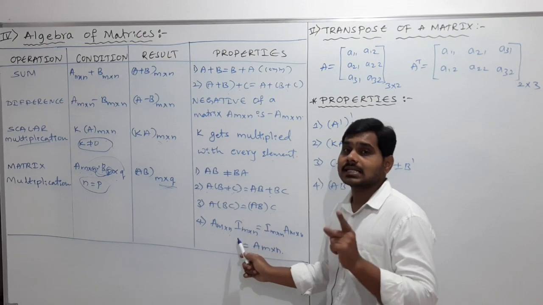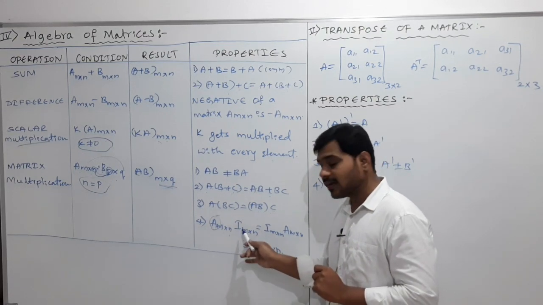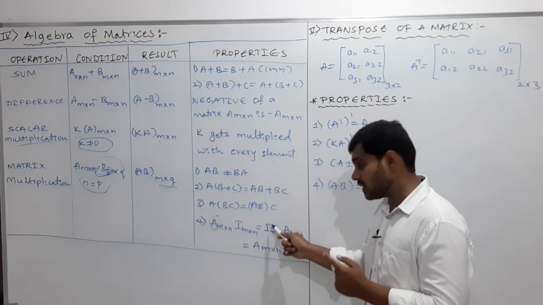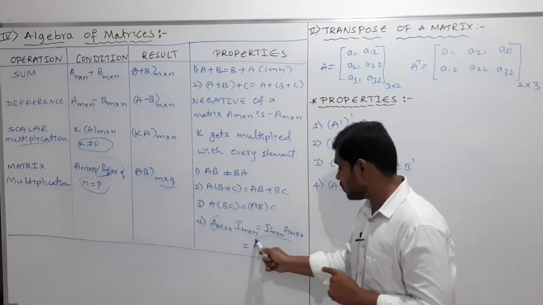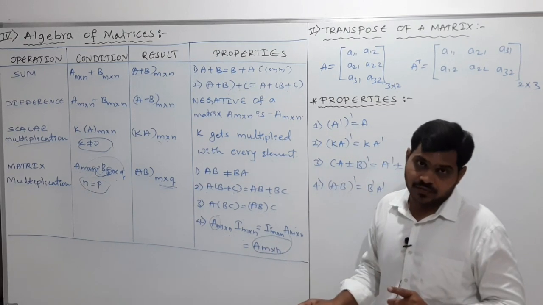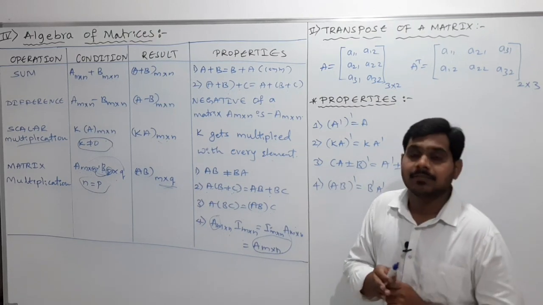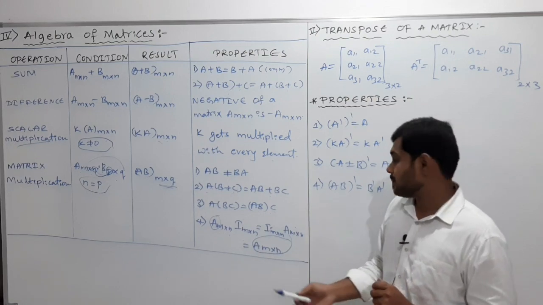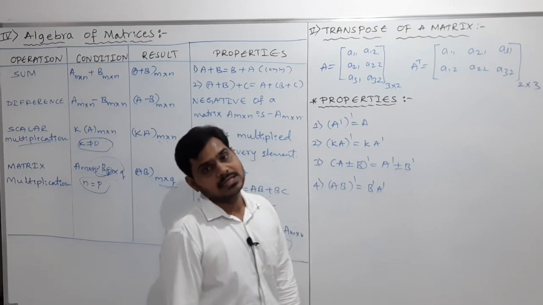I means what? I is nothing but the identity matrix. If you multiply any matrix A with the identity matrix, or the identity matrix with any matrix A, the resultant matrix is always the matrix A itself. Clear? It means if you multiply any matrix with the identity matrix, you will get the same matrix A. Remember, my students, these are very important properties.